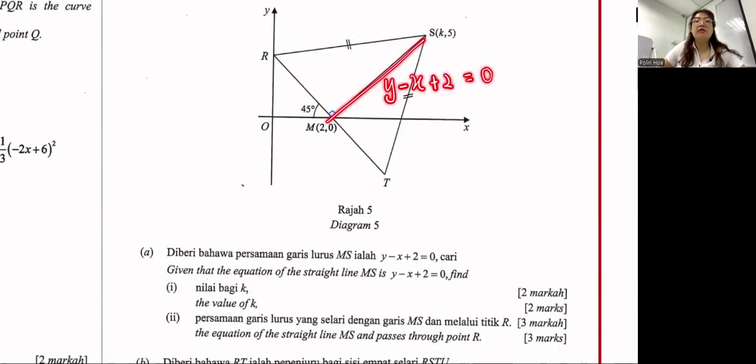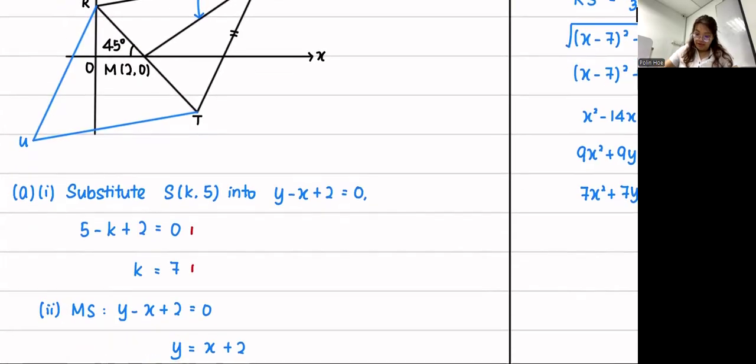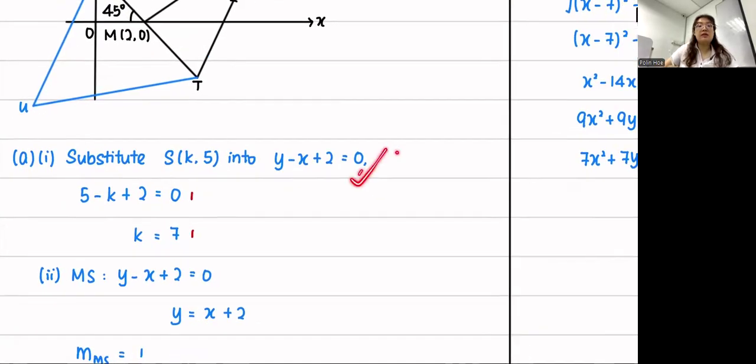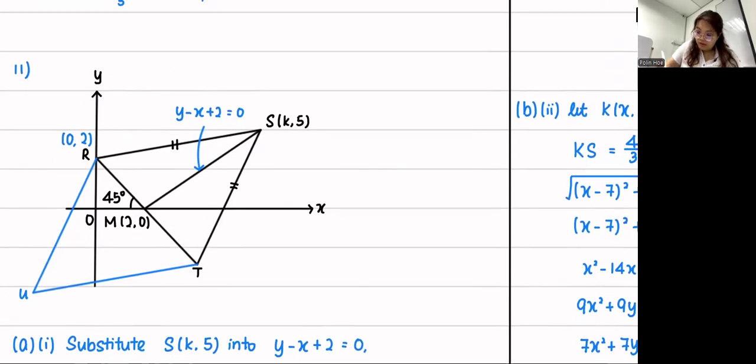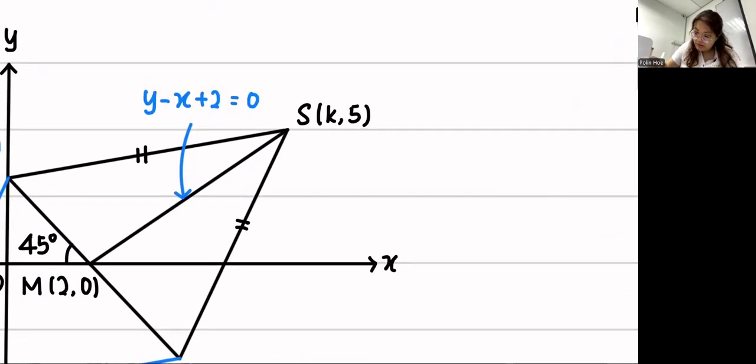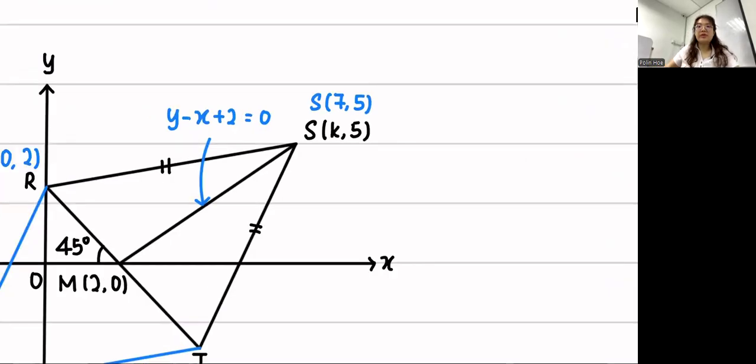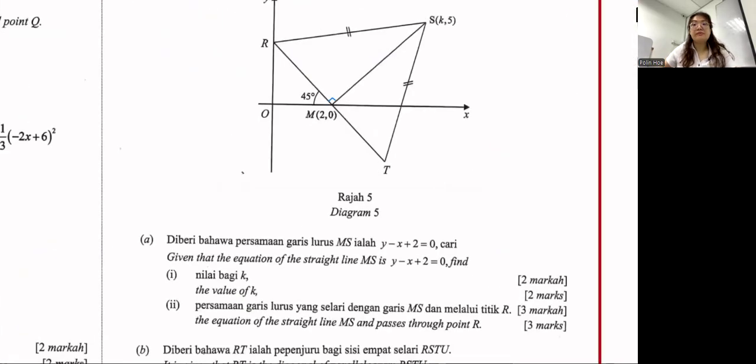Given that the equation of the straight line MS is y minus x plus 2 equals 0, find the value of k. Point S lies on this straight line, so you just substitute the value of y equals 5 inside. You will get the value of x, and k will be your value of x. Substituting into the equation, I get k equals 7. So you may update your diagram: S is 7, 5.